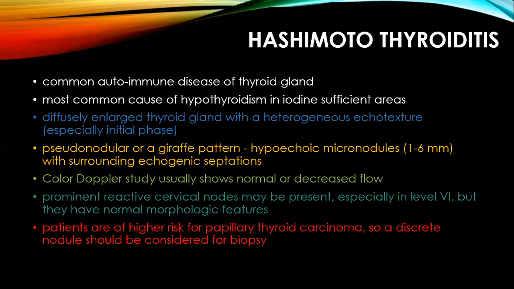And on color Doppler, it is usually normal, or it can have decreased flow. And we also get prominent cervical lymph nodes, which are mostly found at level 4. We're going to talk about levels of cervical lymph nodes towards the end of the presentation. But these lymph nodes will have normal morphological features because they are reactive cervical lymph nodes.